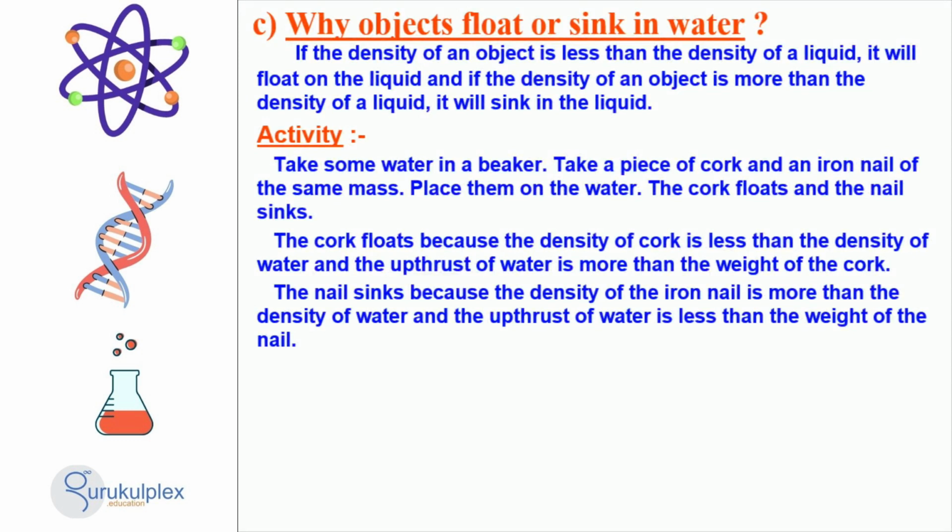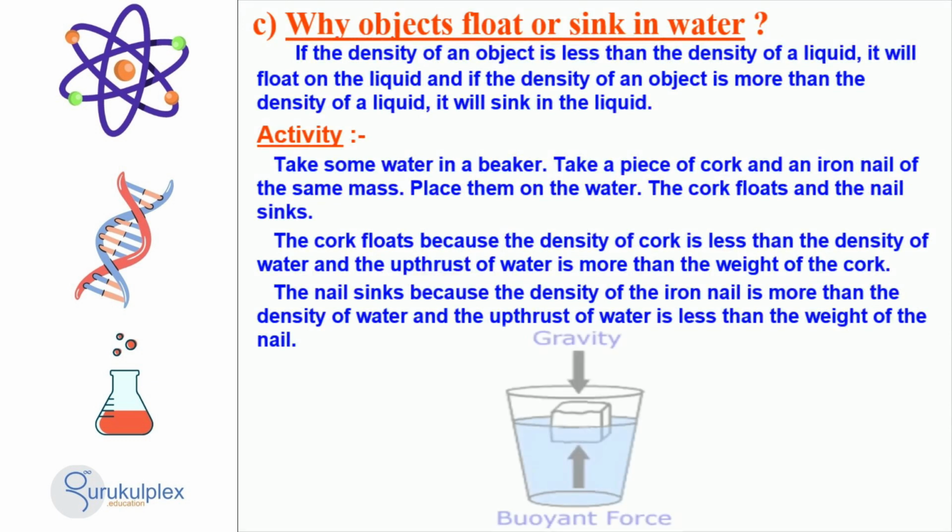Objects with different physical properties will behave differently when placed in water. The denser an object is relative to the water it is placed in, the more likely it is to sink. On the contrary, an object with a lower density than the water it is placed in will tend to float. To illustrate this, let's consider two objects of the same mass, a piece of cork and an iron nail. When placed in a beaker of water, the cork will float because its density is lower than that of the water. The iron nail will sink, due to its greater density compared to the water.